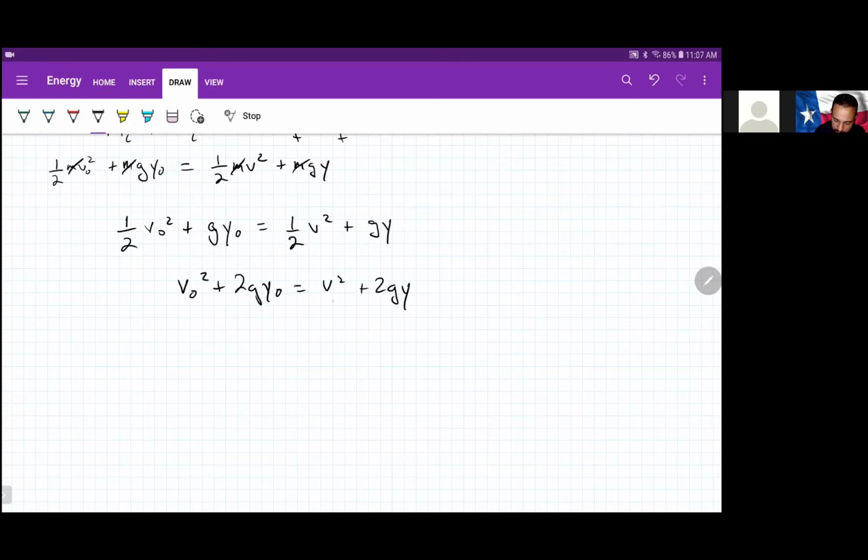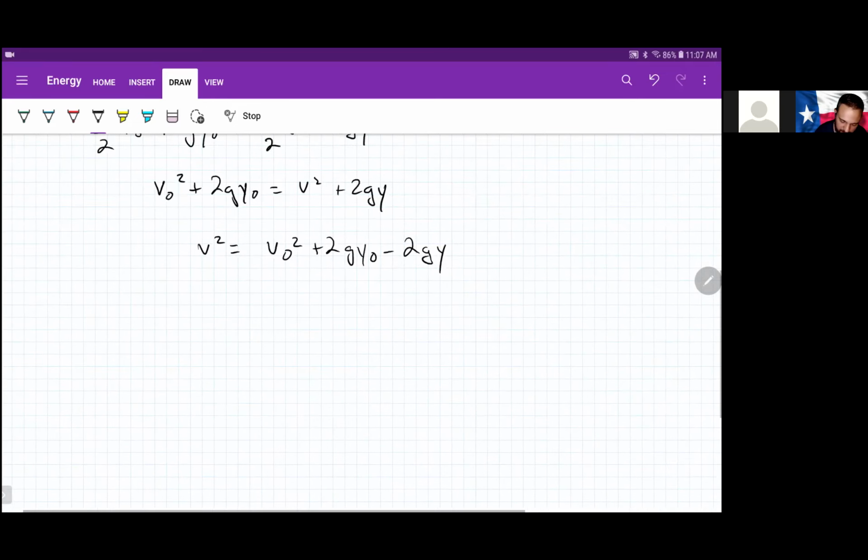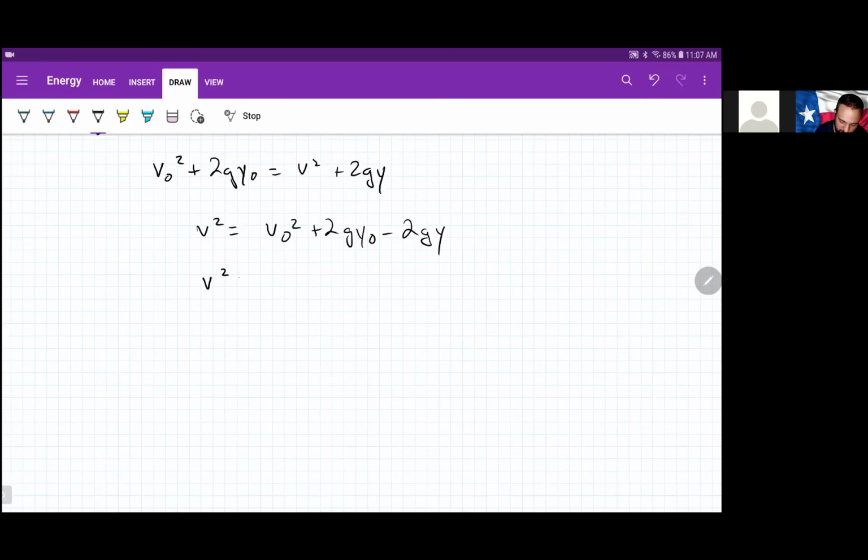I'm going to move the velocities. I'm going to solve for v squared, so I'm going to end up with v squared equal to v naught squared plus 2 g y naught minus 2 g y. And then I'm going to have v squared equal to v naught squared plus 2g, pulling out the 2g from both of those, times y naught minus y.